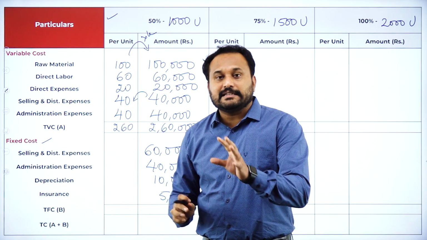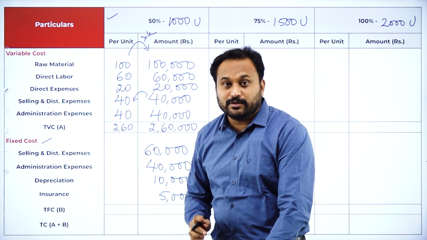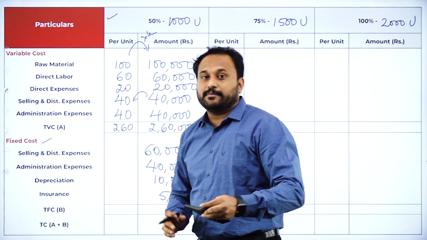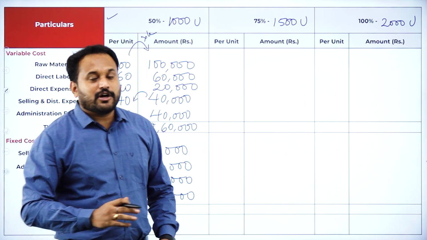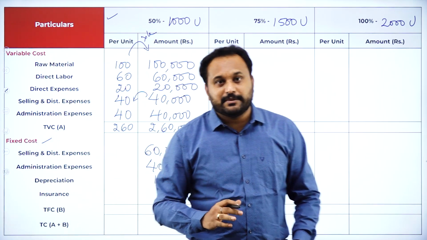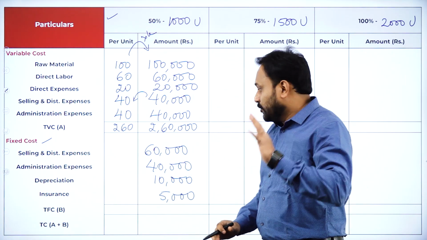Whenever you feel there is a dilemma, please, I'm telling you, you are supposed to use your calculator, because it is 15 marks. Easily you people can score 15 on 15 when it comes to flexible budget. Now the same way you are supposed to do.